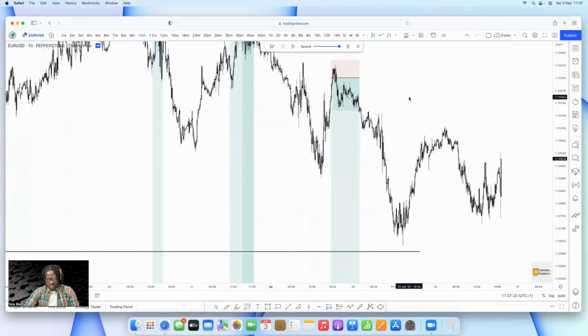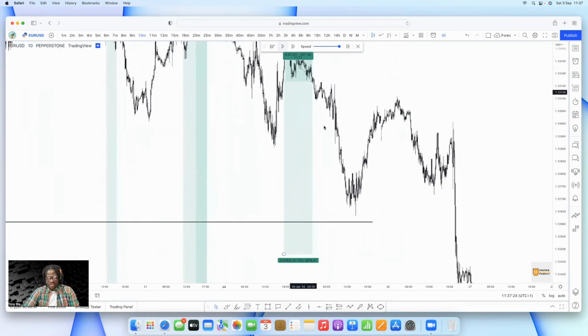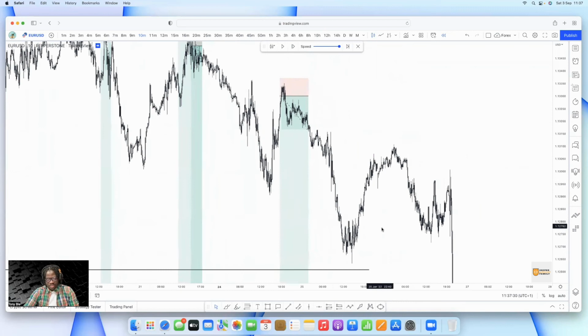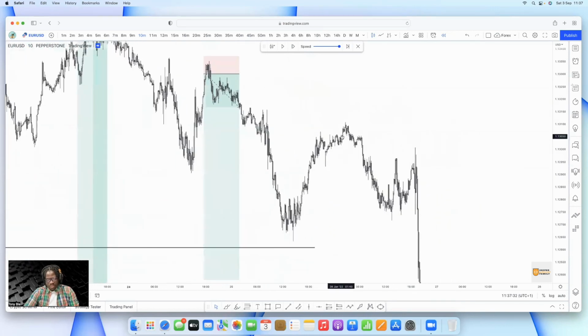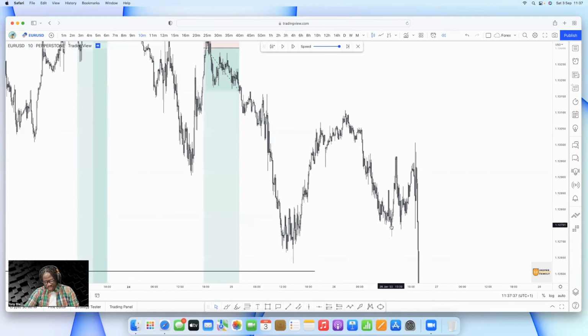So we can see this. So they came down, but still did not fill the imbalance, like did not capture the liquidity. And then price rallied all the way to the upside, right? And then we had this push to the downside. And then what happened? Price dumped. So how could we have traded this now?